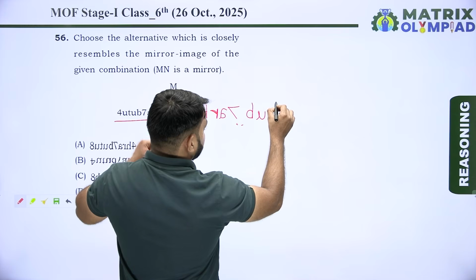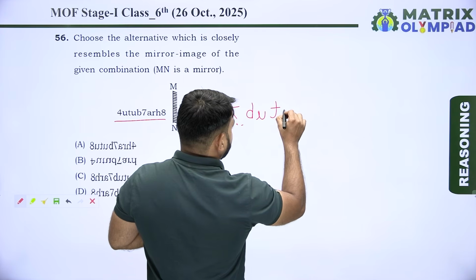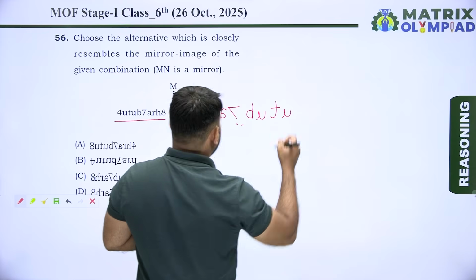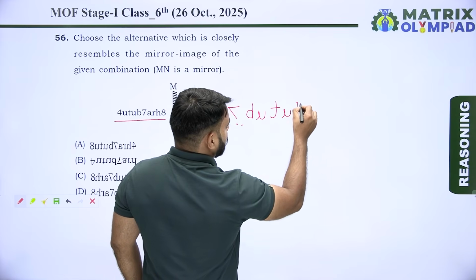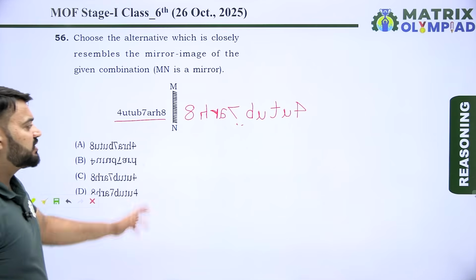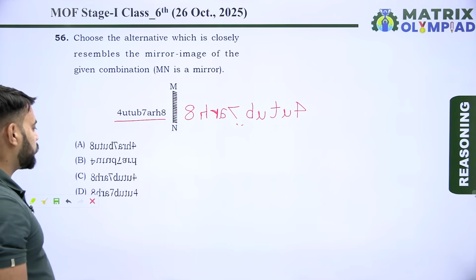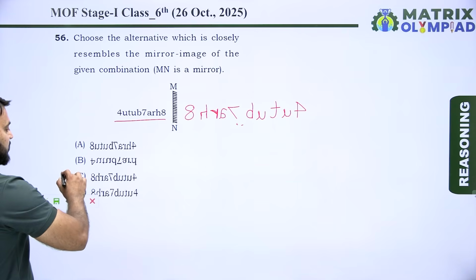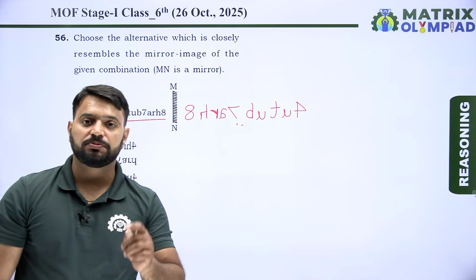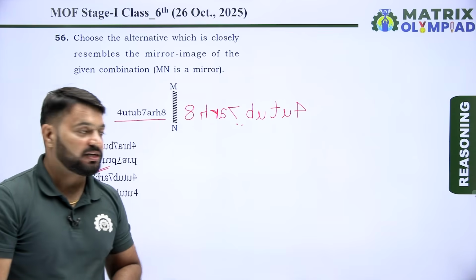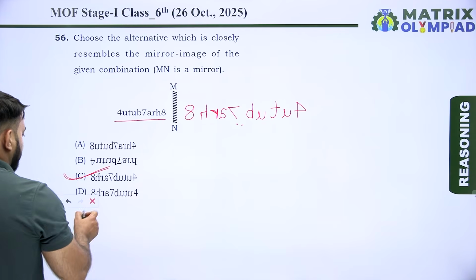The mirror image of T will look something like this. Again find the mirror image of U. This is the mirror image of U. And the mirror image of 4 looks as follows. So this is the correct mirror image of the given combination. So here option C is the correct answer of this question, because option C shows the correct mirror image of the given combination. So here C is the correct answer.